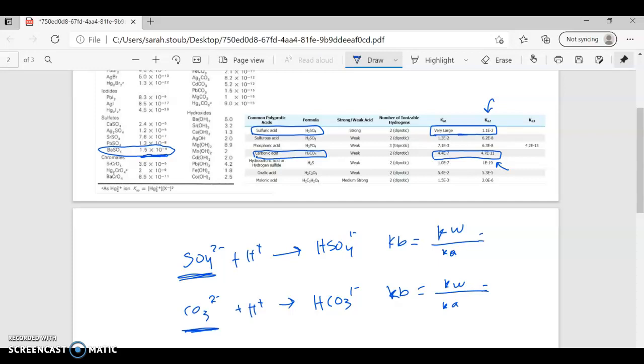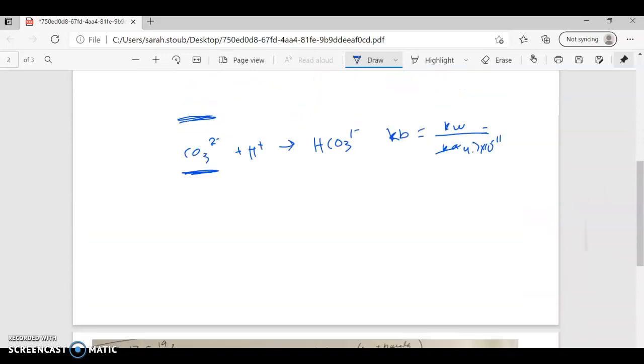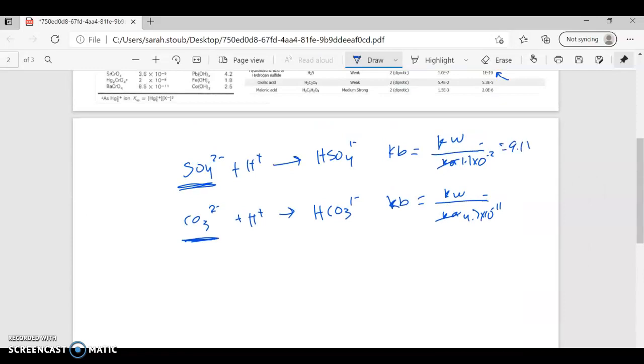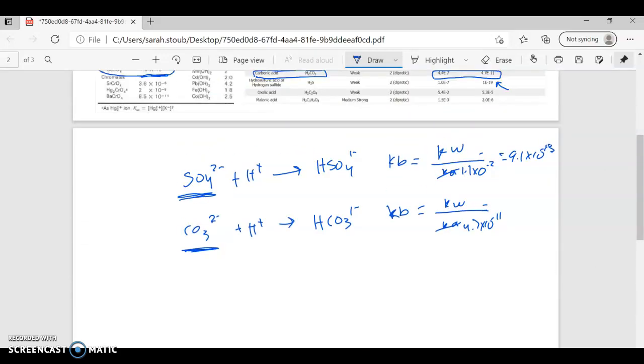And so our Ka for the sulfuric acid is 1.1 times 10 to the negative 2. And for the carbonate, it's 4.7 times 10 to the negative 11. So that's what I did for you in the answer key down here. 9.1 times 10 to the negative 13. And so we got a 10 to the negative 4 and a 10 to the negative 13 number.